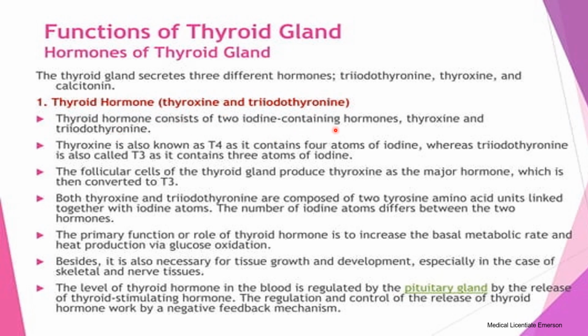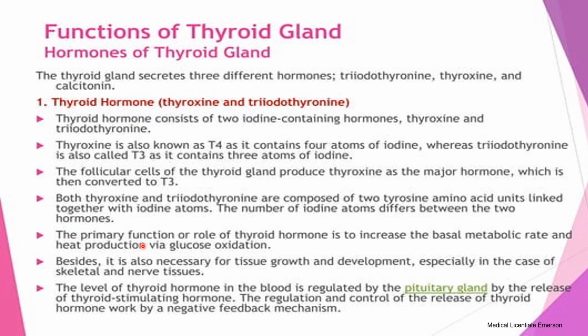These consist of two iodine-containing hormones, T3 and T4. Thyroxine is also known as T4 as it contains 4 atoms of iodine, whereas triiodothyronine is also called T3 as it contains 3 atoms of iodine. Then the follicular cells of the thyroid produce thyroxine as the major hormone, which is then converted to T3. Both thyroxine and triiodothyronine are composed of two tyrosine amino acid units linked together with iodine atoms. So the number of iodine atoms differs between the two hormones.